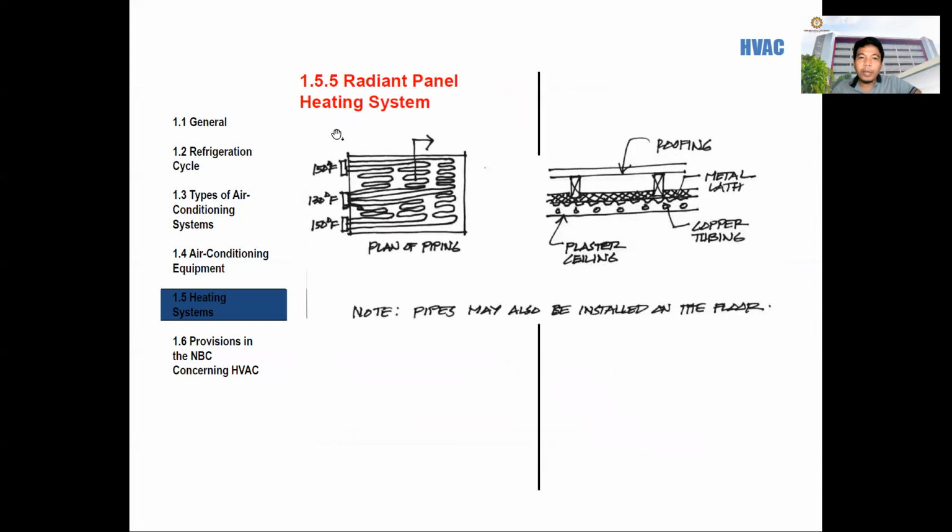Next, we have the radiant panel heating system. So you have there the diagram. So take note that pipes may also be installed at the floor for the radiant panel heating system.